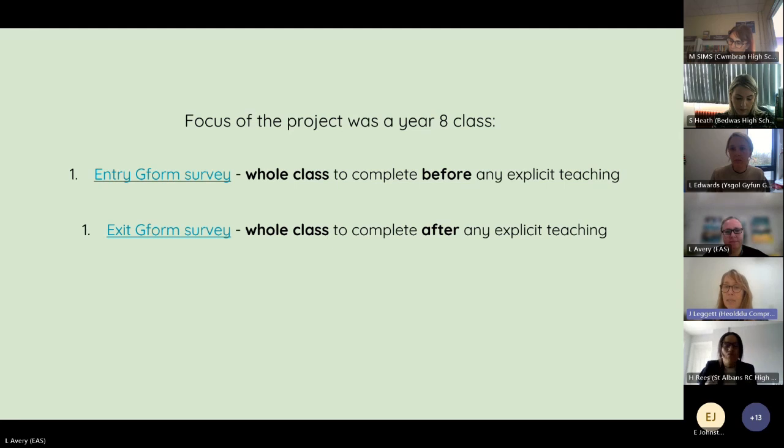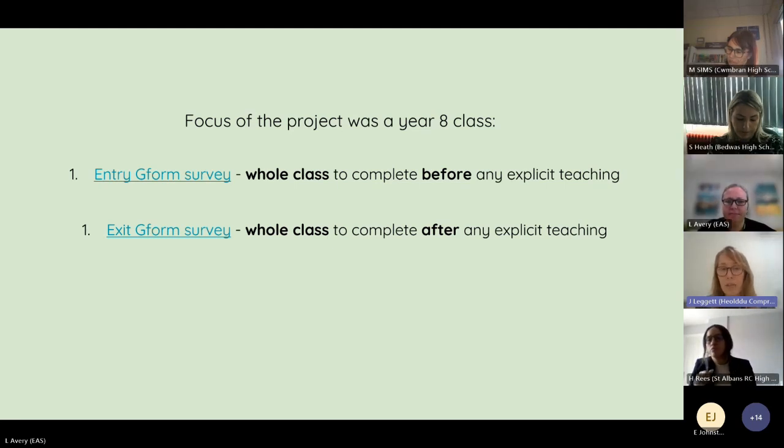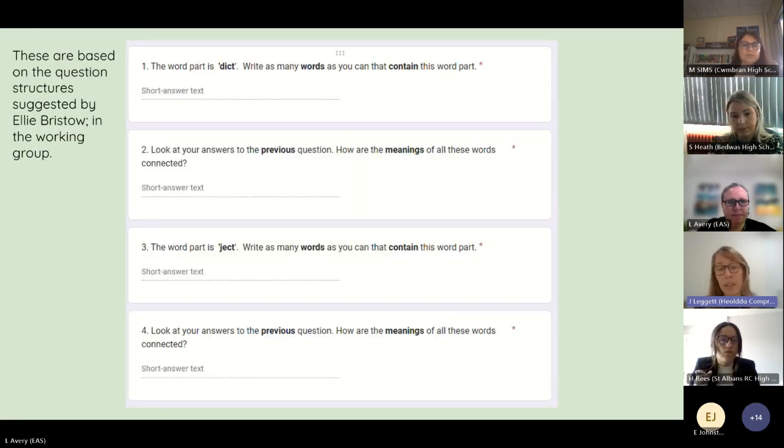And then at the end of the little project, I've got an exit G form that the whole class did, and it literally takes about 10 minutes. Some elements of the G form are from Ellie Bristow's questions, which I'll show you now. And then towards the end, it was asking in terms of ranking confidence in identifying Latin roots and seeing the connections. So that was my entry and exit point for data.